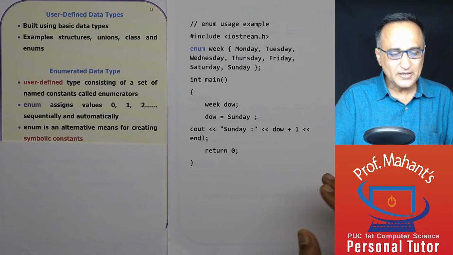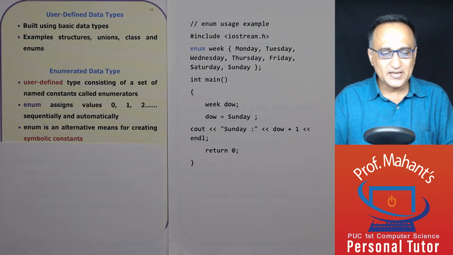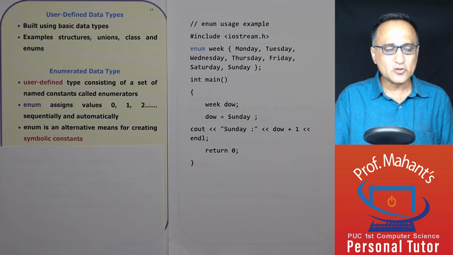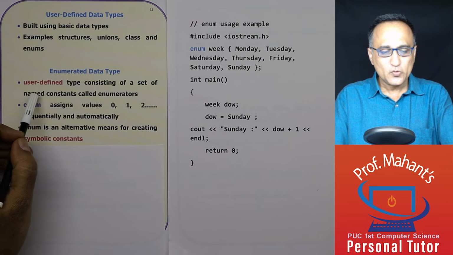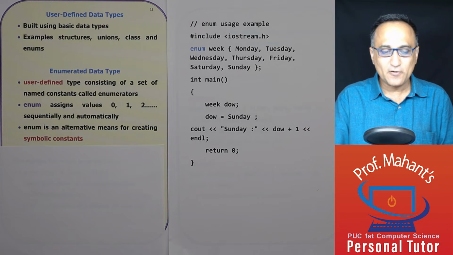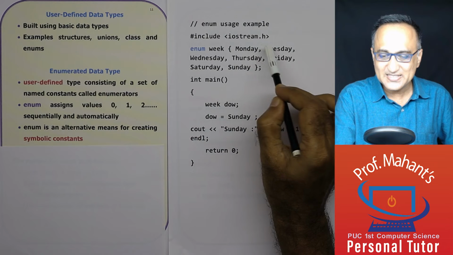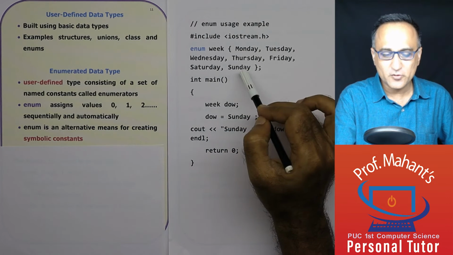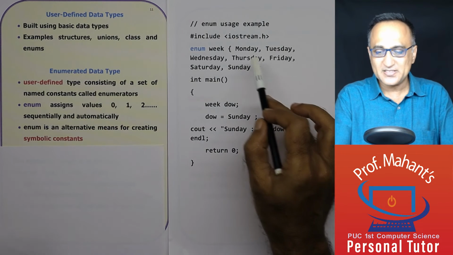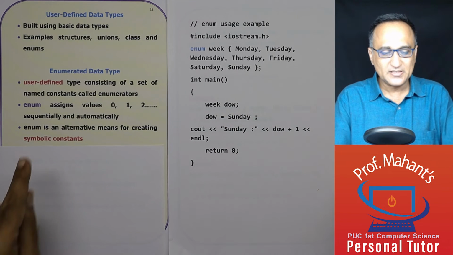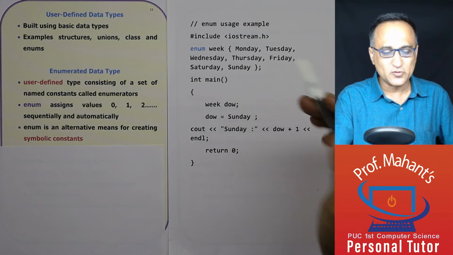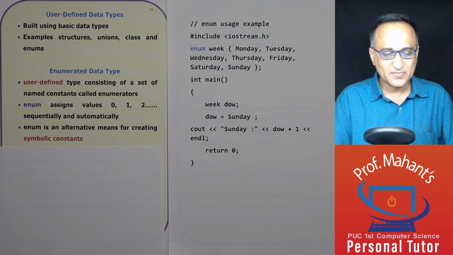Now, enum literally expands to enumerated data type. Enumeration also means lists. A user defined enum is a user defined data type consisting of a set of named constants. All these Monday to Sunday are a set of constants called enumerators. These are all a list of values or enumerators. Enum will assign the values 0, 1, 2, 3, 4, 5 and 6 to them automatically and sequentially.